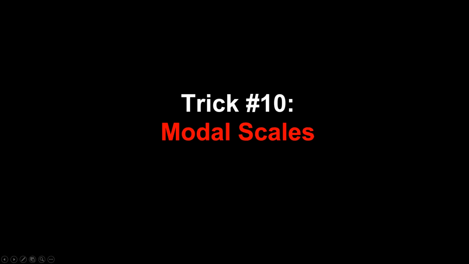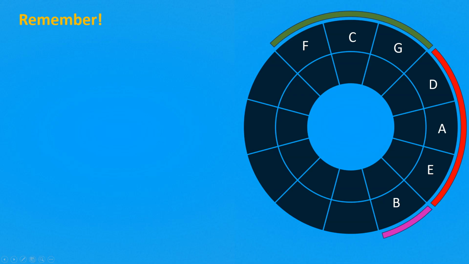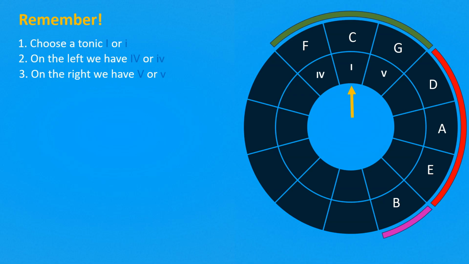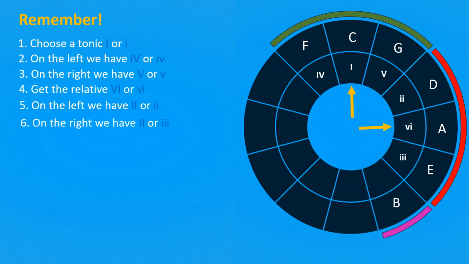Trick number 10. Modal scales. Remember, choose a tonic. On the left we have the fourth, major minor. On the right we have the fifth, major minor. Then the relative is the sixth, major minor. On the left we have the second, major minor. On the right we have the third, major minor. At the end we have the seventh, diminished.